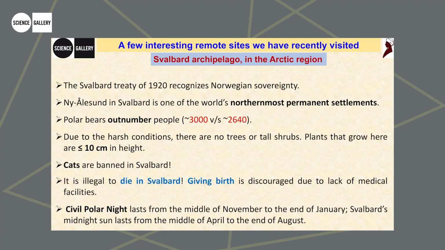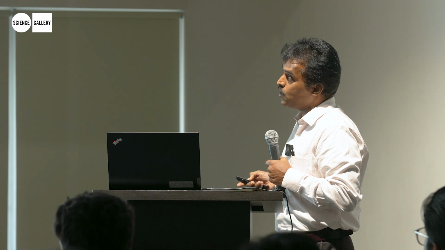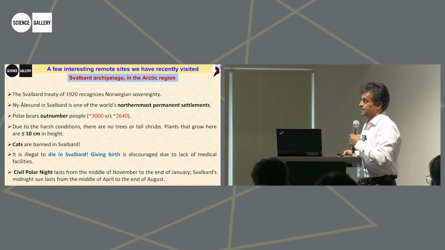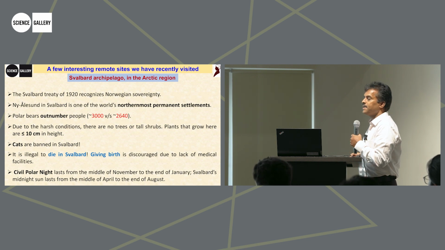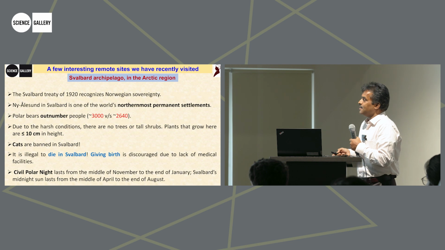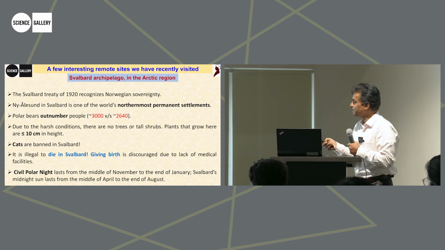I told you about the Svalbard archipelago, there are some interesting facts about it. The 1920 treaty allowed Norwegian sovereignty, so it basically belongs to Norway. It is the world's northernmost permanent settlement. Although further north there are settlements, they are not permanent. So this is considered to be the world's northernmost permanent settlement. It is said that polar bears outnumber people. There are about 2,500 odd people, and they expect more than approximately 3,000 polar bears. Okay, so king of the Arctic.